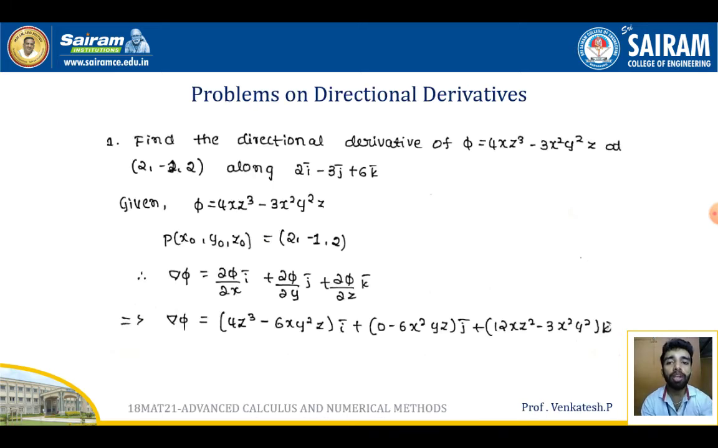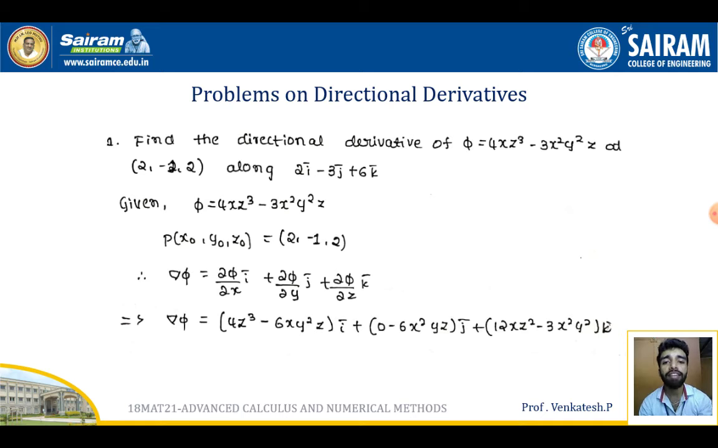So we'll see how to solve problems related to directional derivatives. The problem is: find the directional derivative of phi is equal to 4xz cube minus 3x square y square z at the point (2, -1, 2) along 2i minus 3j plus 6k. So here the scalar potential is given by 4xz cube minus 3x square y square z, the point P is given by (2, -1, 2), and the vector A is given by 2i minus 3j plus 6k. So take all the points first.